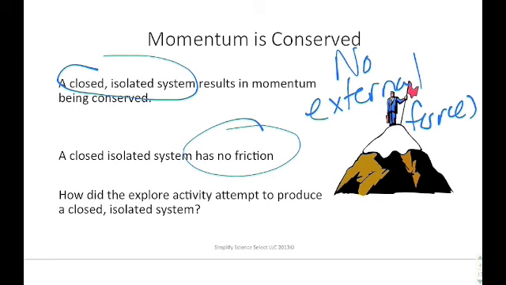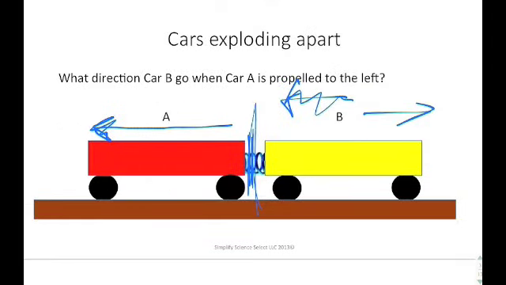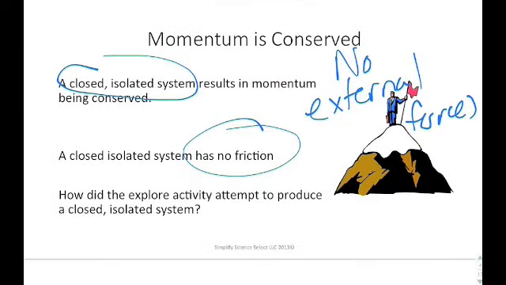So, how did the Explorer activity attempt to produce a closed isolated system? Now, it depends on how you actually did it. If you did it the way we recommend, which is with the air track, you have air that's blowing up right here that's reducing the friction that these wheels travel along. If you did it with something like a wooden track, you tended to see a greater friction value, so you didn't get as good data. But look at the lab that you did and try to figure out what attempts were made to turn it into a closed, isolated system.